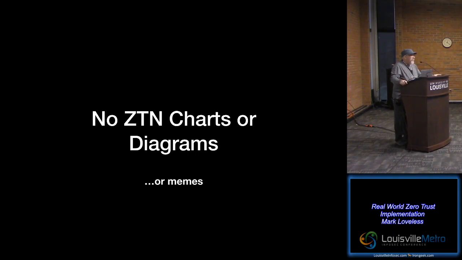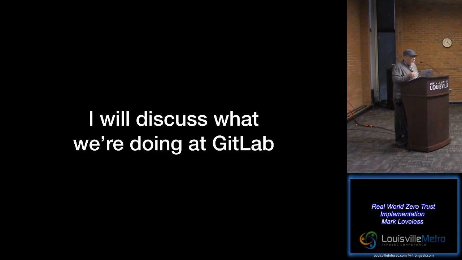I'm not going to include any of the fancy charts and diagrams that people usually show with zero trust, particularly the big diagram that belongs to Google and their BeyondCorp paper. I'm not going to include that because that might imply that I'm trying to get you to think a certain way. I'm going to be discussing specifically what we've been doing at GitLab, the steps that we've been going through implementing this. Hopefully I can get you to think about things in your own situation that can apply to you if you're thinking about doing any of this kind of stuff.